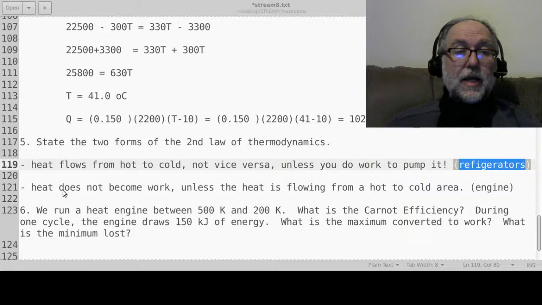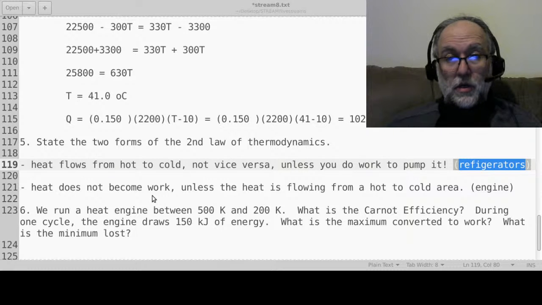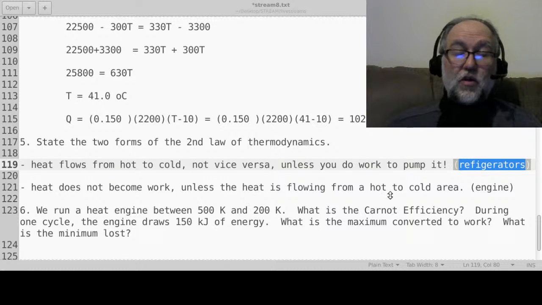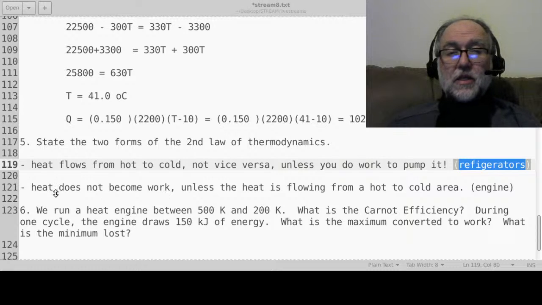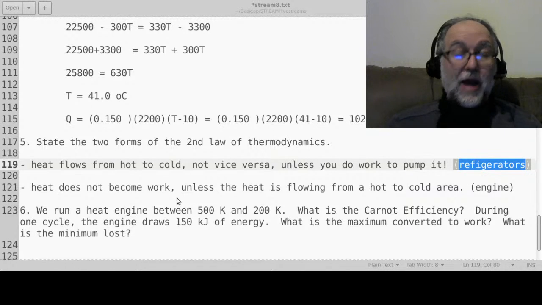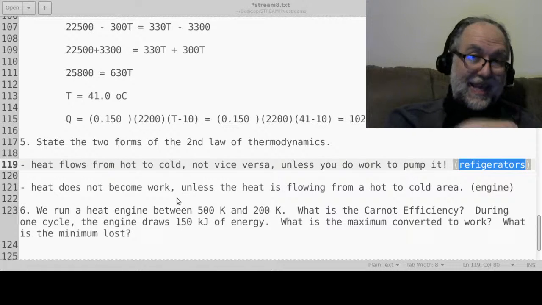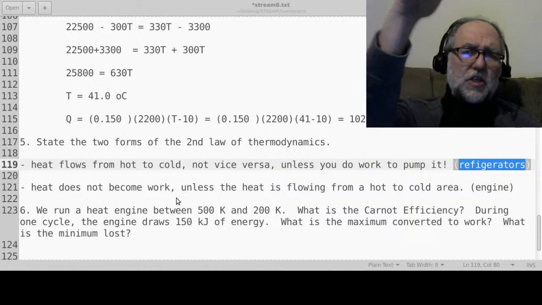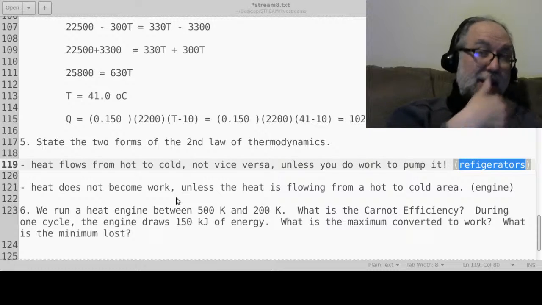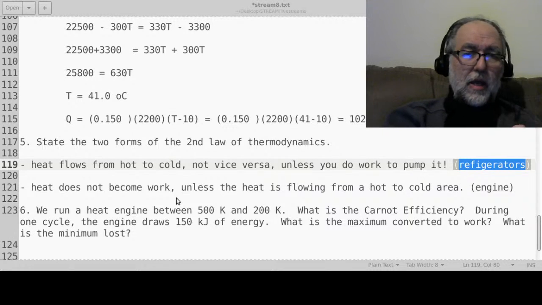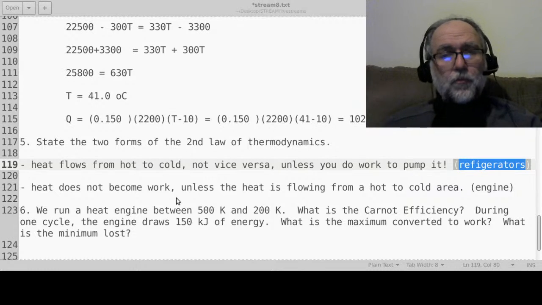Okay, there's another one. Heat does not become work, unless the heat is trying to flow from a hot to a cold area. If I've got a box on the ground that has a lot of heat in it, that heat isn't just going to magically pop the box up into the air. The opposite would happen. If I drop a box, the work becomes heat, but not the other way around. The heat can't become work, unless the heat is trying to flow from a hot to a cold area.